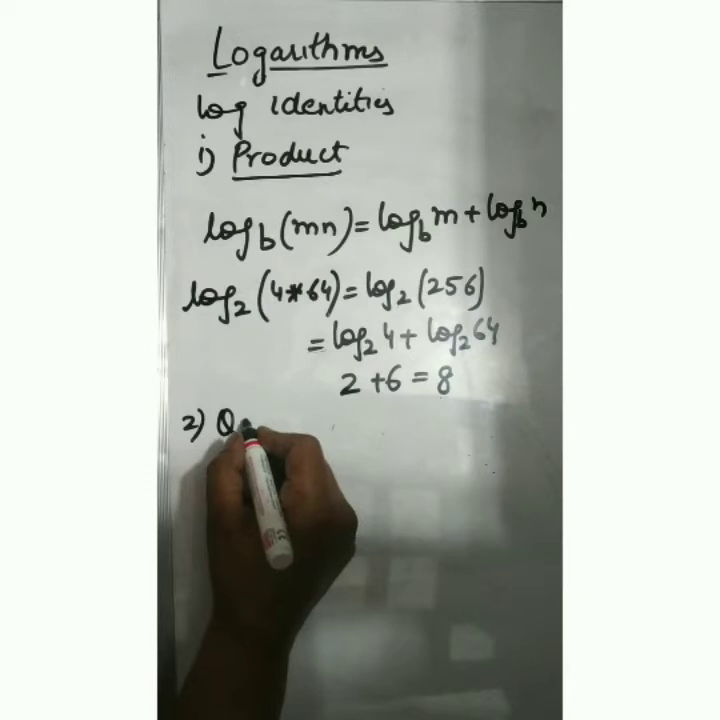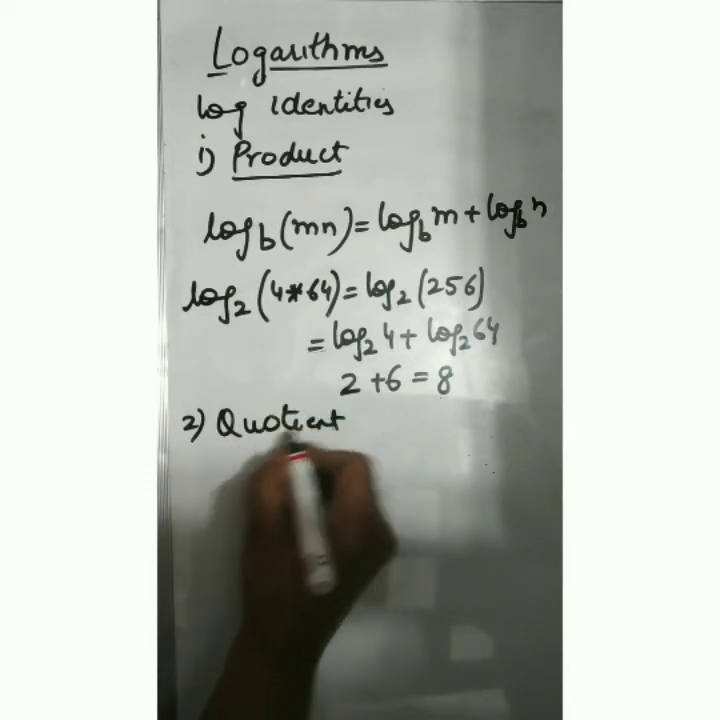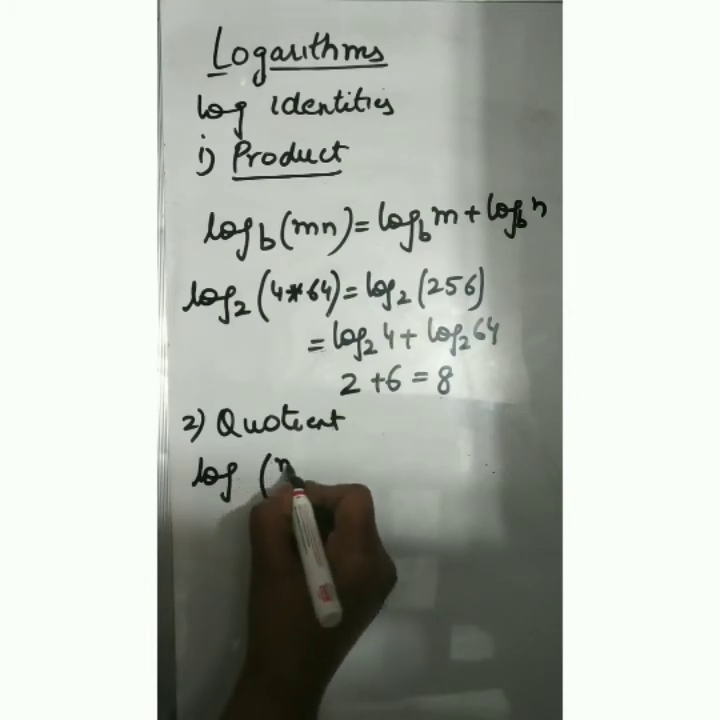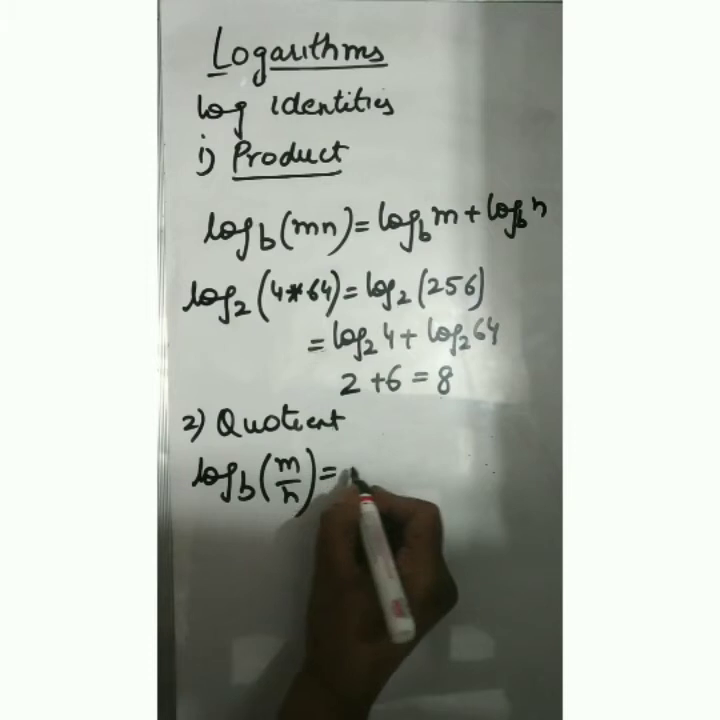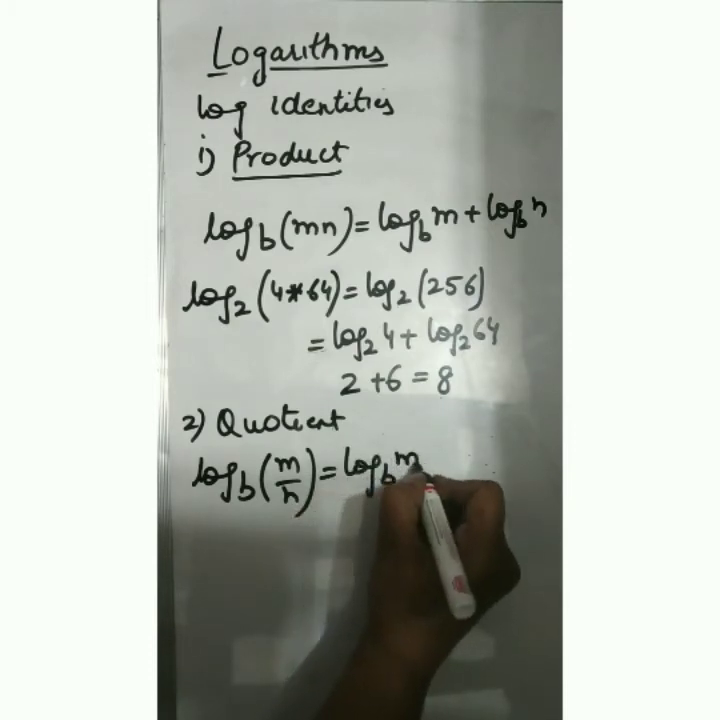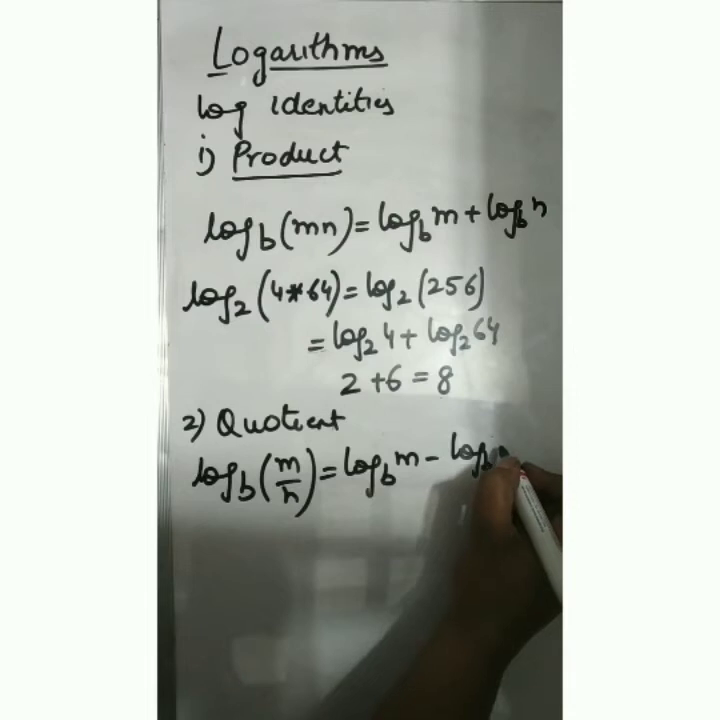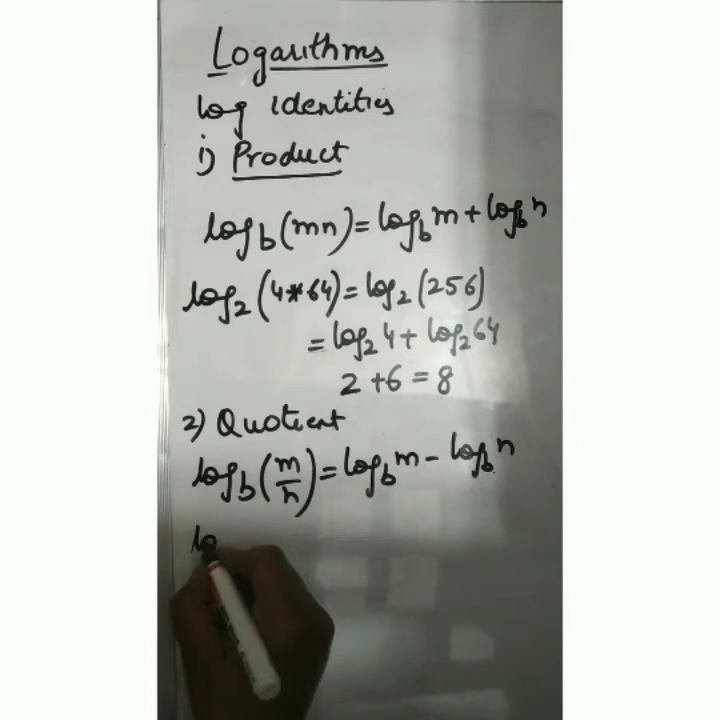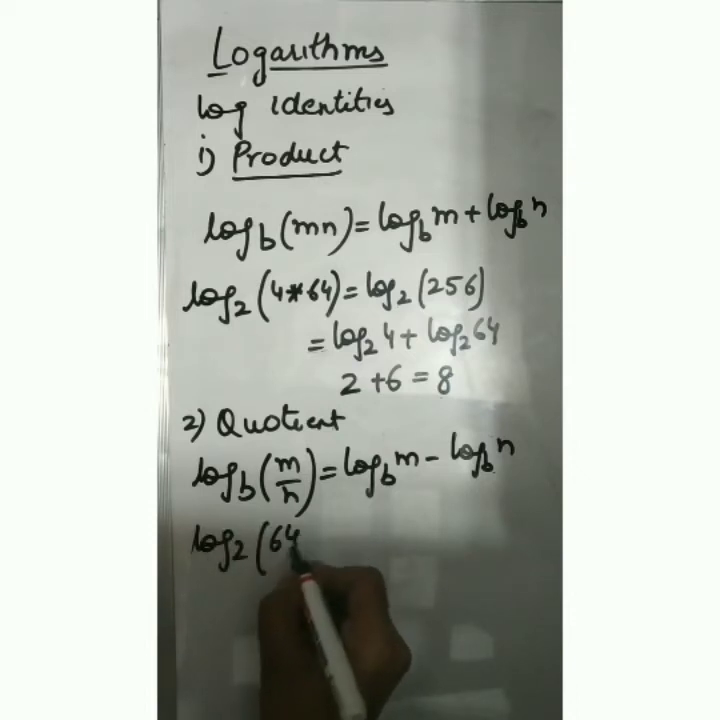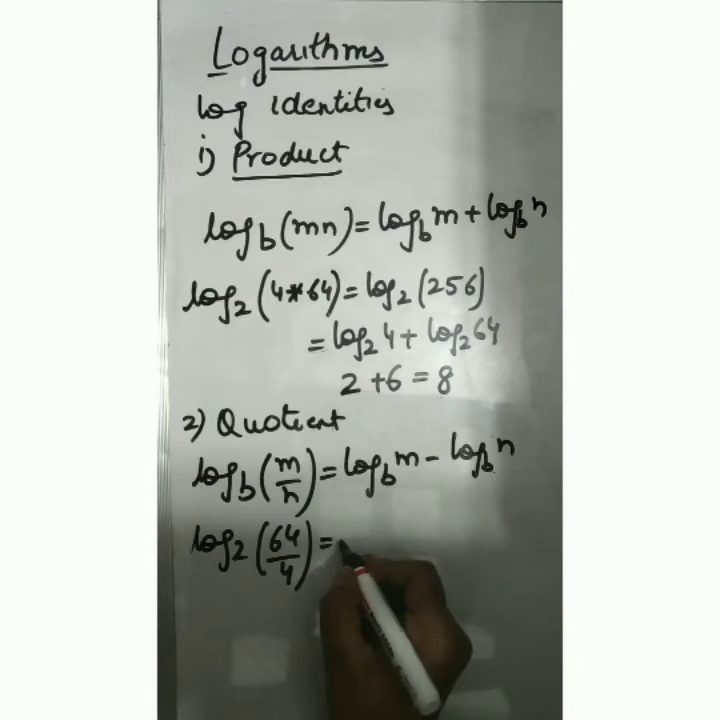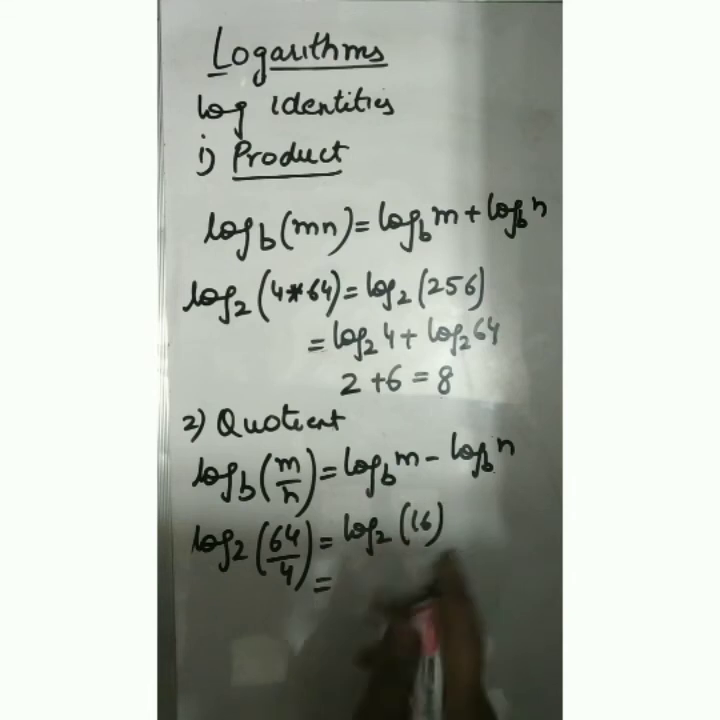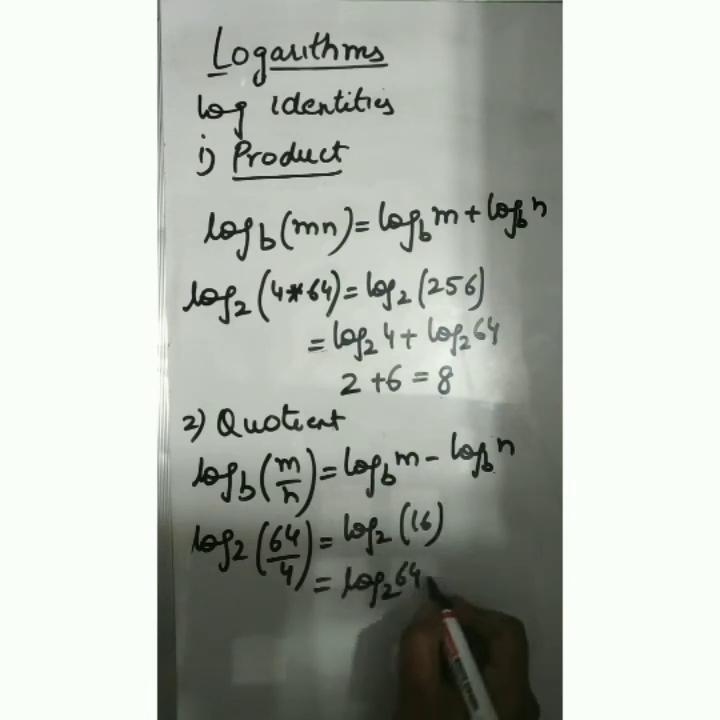Secondly, we have the quotient identity. It states that the log of the ratio of two numbers is equal to the difference of the logs of the two numbers to the same base. Right? Let us take an example. If we wish to find log of 64 upon 4, actually we are finding log of 16, which can be found using this formula as log of 64 minus log of 4.